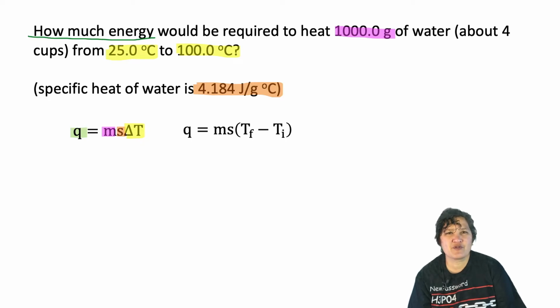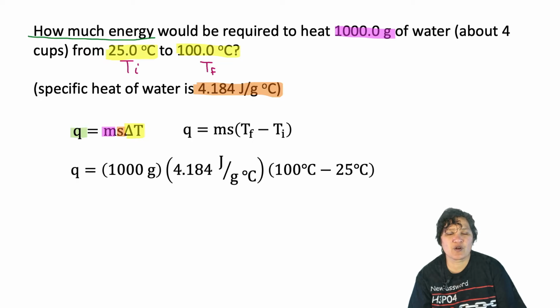Sometimes people have a bit of trouble figuring out which is the starting temperature. In this case, our keywords are from and to. 25 Celsius must be our initial or starting temperature, while 100 must be our final temperature. Let's now plug our numbers into the equation. Our delta T works out to be 75 degrees Celsius.